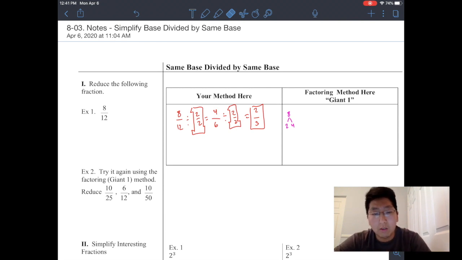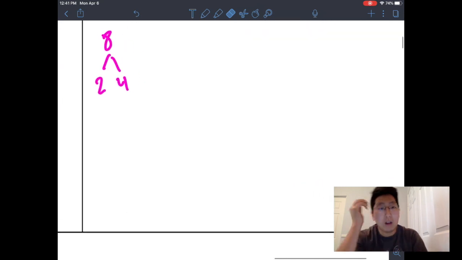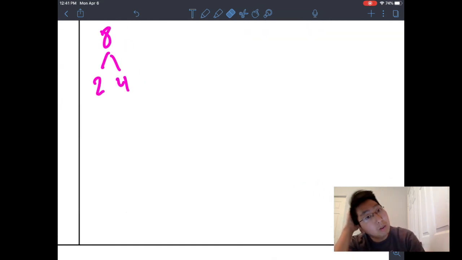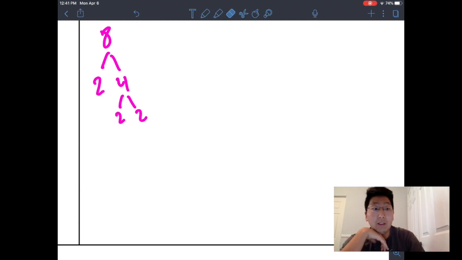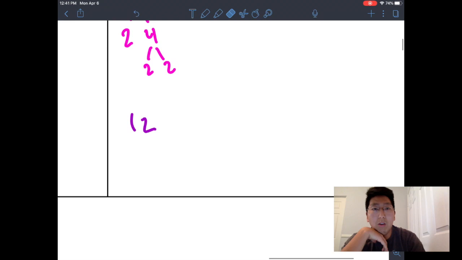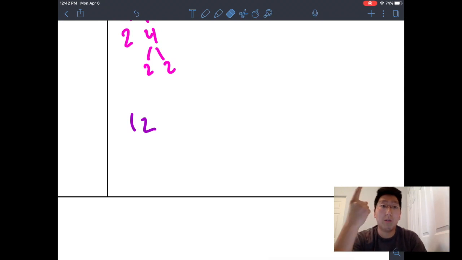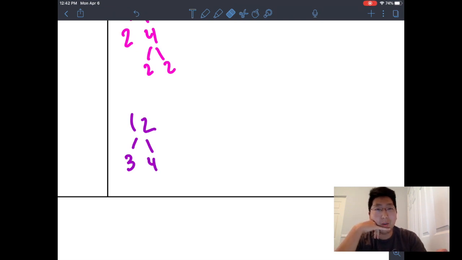So I'm going to zoom in here. We're going to look at the 4. How can we break up this 4? We could multiply 2 times 2 to get 4. Okay? So what we just did right now is we factored out 8. Now we're going to go down to 12, and we're going to break that up. So 12 we could multiply 3 times 4. And 3 is a prime number, so we can't break that down anymore, but 4 we can break down to 2 times 2.